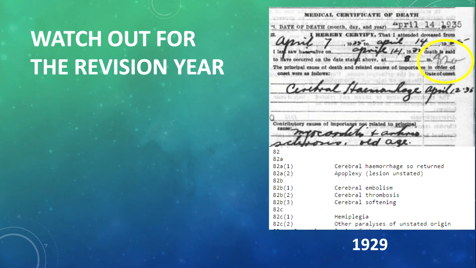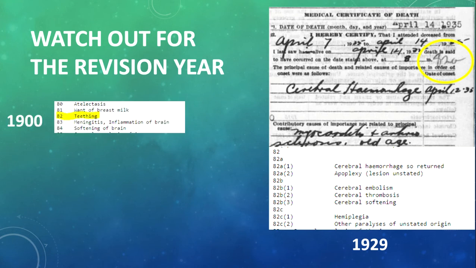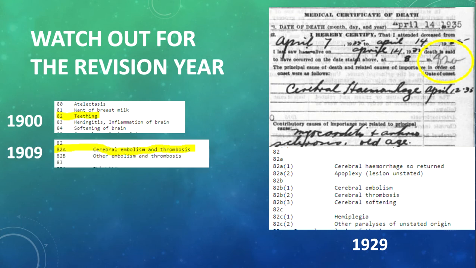But like I said, you want to watch out for that revision year. So again, with our original death certificate with the cerebral hemorrhage as being number 82, if I had looked at any other year, I would have gotten totally different results. So in 1900, we had 82 representing teething.